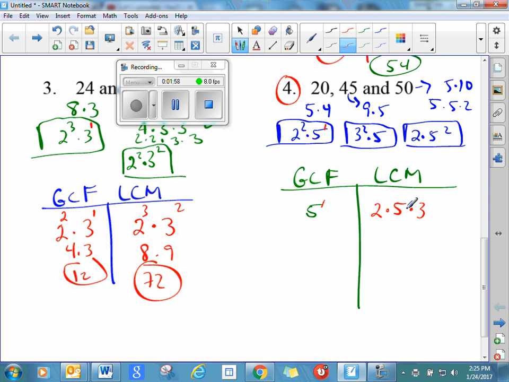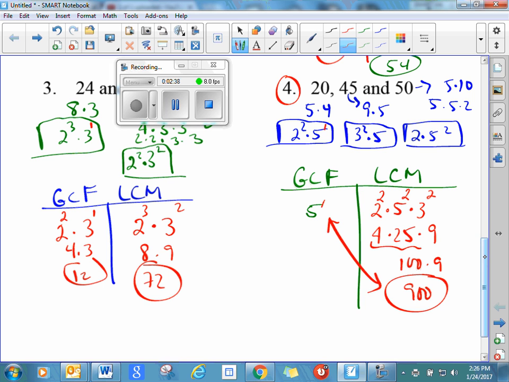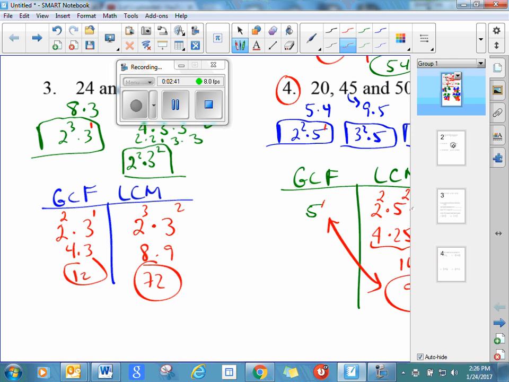Now I've got to go back and put the highest exponents that I see in any of these 3 boxes on my bases. So I have a 2 squared and a 2 to the first. 2 squared is the highest. I have a 5 to the first, 5 to the first, and a 5 to the second. I'm going to use the highest exponent. And then 3, the only 3 I have in here, has an exponent of 2. So now I'm going to clean this up. 2 squared is 4. 5 squared is 25. 3 squared is 9. That's 100 times 9, and the LCM is 900. Look at the difference between the GCF and the LCM. Great big. All right, let's keep going.